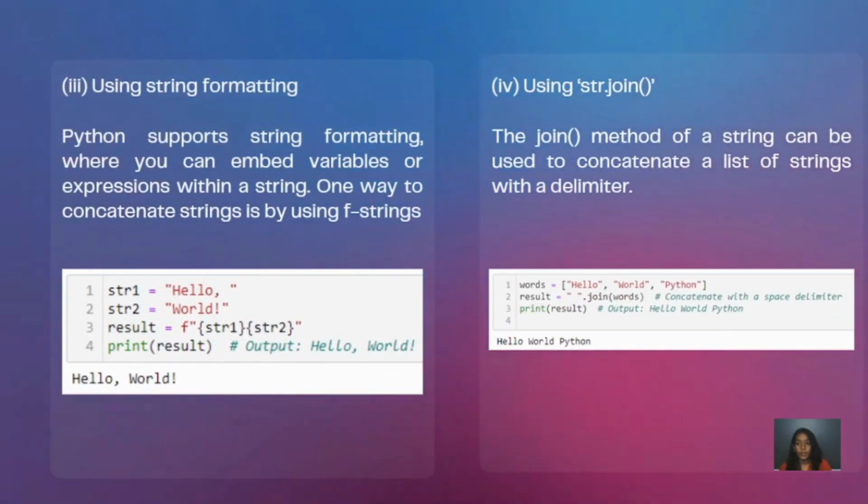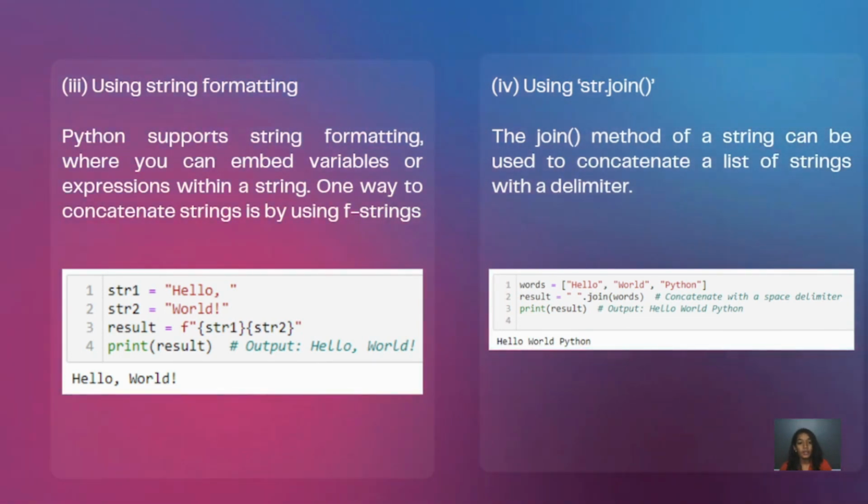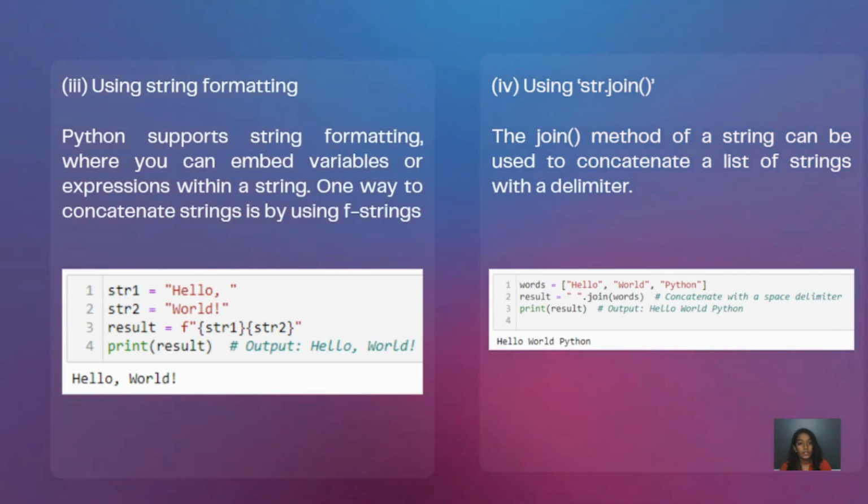Using string formatting. Python supports string formatting, where you can embed variables or expressions within a string. One way to concatenate strings is by using f-strings, as you can see in the example. The fourth method is using str.join. The join method of a string can be used to concatenate a list of strings with a delimiter. So here we use a list and then concatenate it using the join method, and the result will be hello world Python.